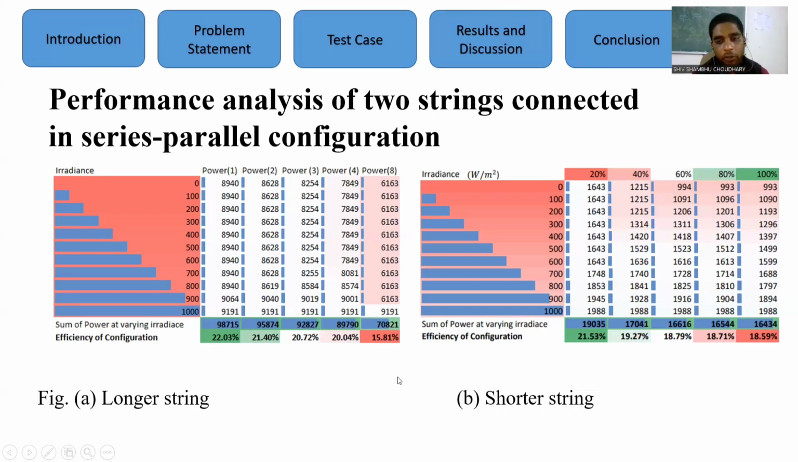When the shorter string is considered, it also settles down to a value of 1643 watts when the system is tested for various levels of irradiation. When two modules are under the effect of shading, the value settles down to 1215 watts. When 3, 4, and 5 modules are shaded, the value settles down to 994 watts approximately. Hence, the conclusion that can be drawn from this analysis is that when more than 50% of modules are under the effect of shading, it is advisable to bypass the string to save the system for further uses.